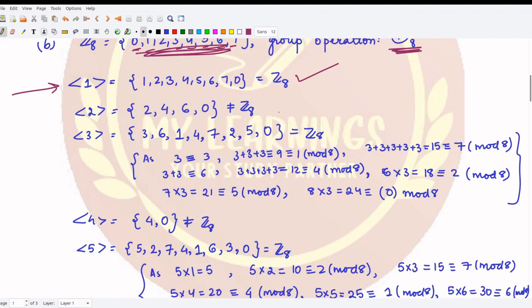The subgroup generated by 2 doesn't generate all of Z8. The one generated by 3 does. I have written here how 3 added to itself one time is 3, correct? Then 3 plus 3 is 6.